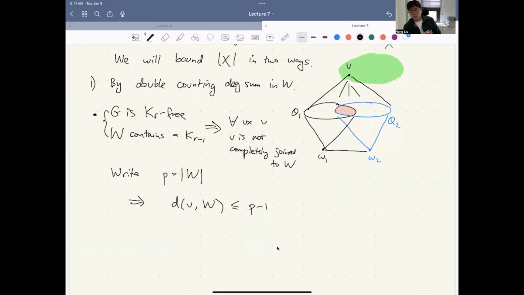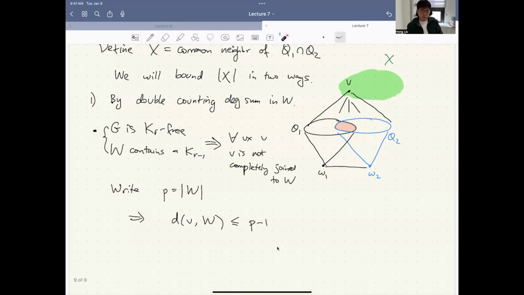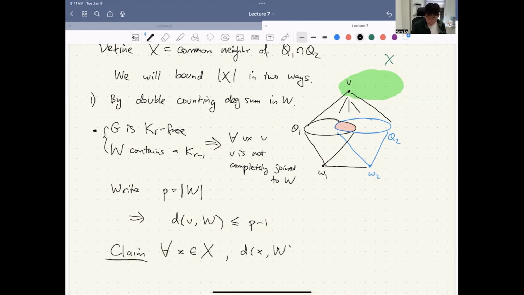This easy bound is not enough for our purpose. We're going to improve it a little bit. If your vertex is not any arbitrary vertex, but a vertex in X, then you can improve this a little bit. Your degree in W is at most P minus 3 instead. So, claim: for any vertex X in X, the degree of X to W can be improved to P minus 3.